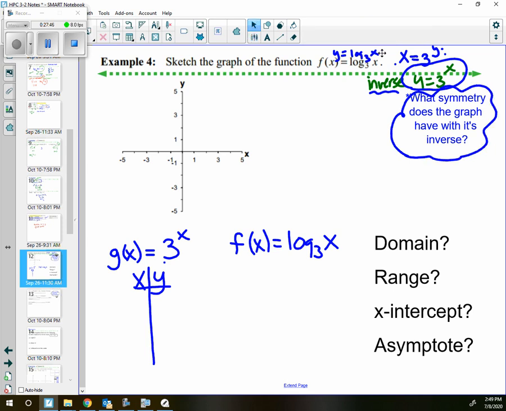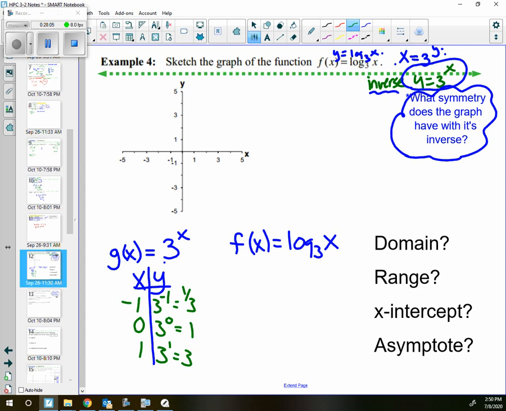So a lot of times if I'm making a sketch, I'll graph the exponential first. So let's go ahead and just pick easy numbers. Remember, the domain for an exponential is all real numbers. So we're going to do 3 to the negative first, 3 to the 0, and 3 to the first. So 3 to the negative first would be a third. Anything to the 0 power is 1. 3 to the first is 3.